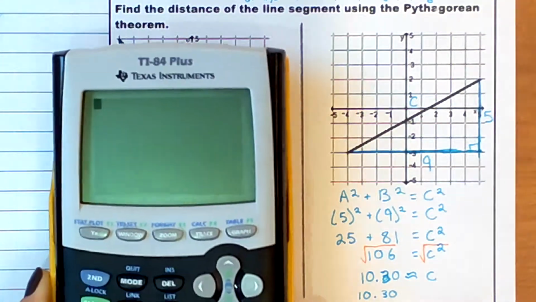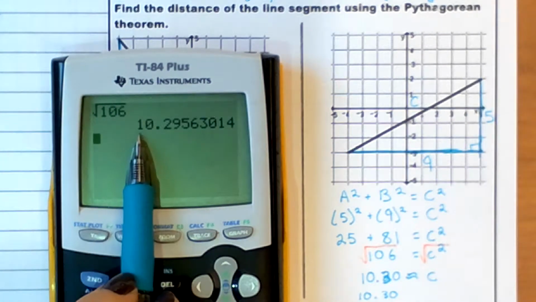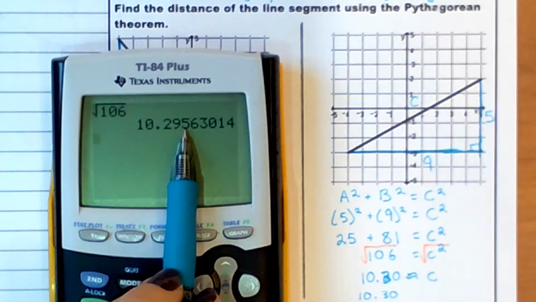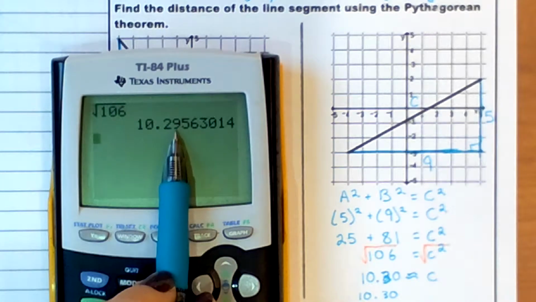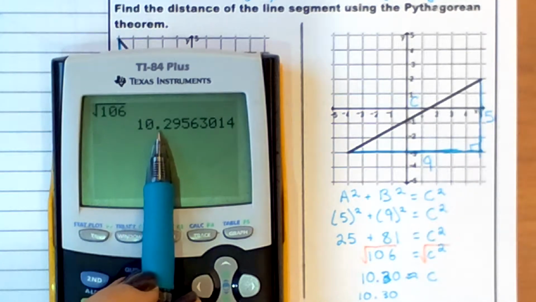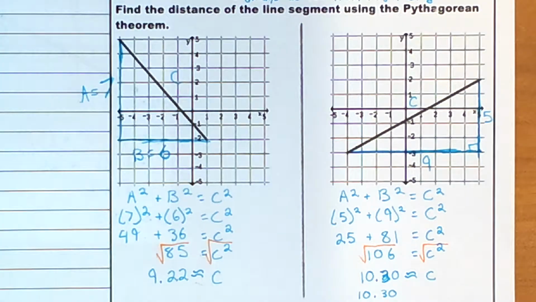10.30. So to see that on the calculator, square root 106, and this is what I got, 10 point, and then I looked at this 9, I looked to the right, that was a 5, so 5 tells me I have to round up. Now since this is a 9, I have to go up again, and that's going to turn this into a 3, so 10.3 or 10.30. Okay, so this is the Pythagorean theorem. Now we're going to calculate the distance using the second method, which is the distance formula.